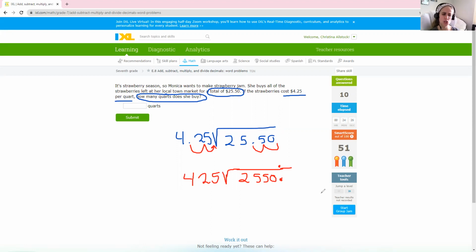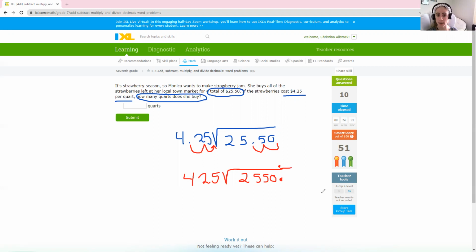Okay, so you have your multiplication facts memorized for the 425s, right? Yeah, no, neither do I. Two different strategies we can use here. One, we could use repeated addition. So we could add 425 over and over again until I see how many times it goes into 2,550. Second strategy is a little bit of guess and check.